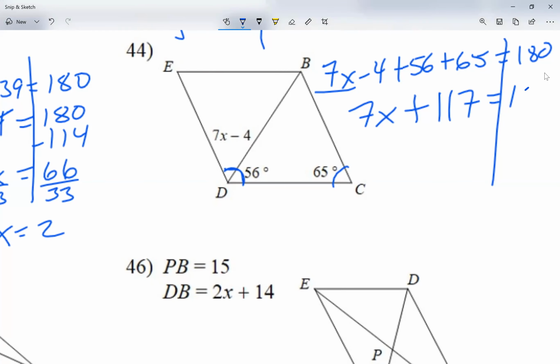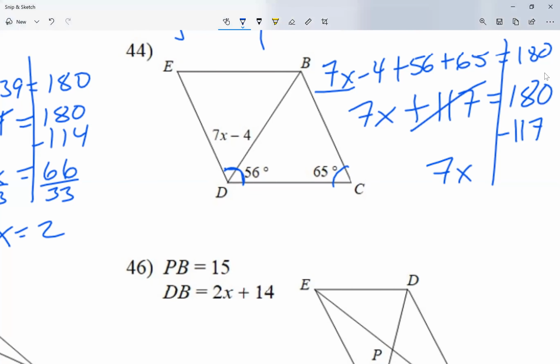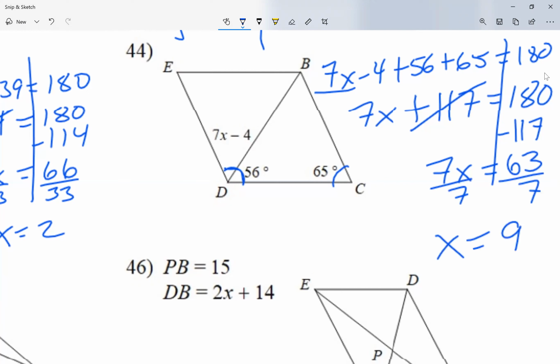And all this is equal to 180. Okay. To get the 7x by itself, this plus 117, let me move it over as a minus 117. So I get that 7x equals, now 180 minus 117 is 63. Let's divide both sides by 7. And I'm going to get that x is equal to 9.